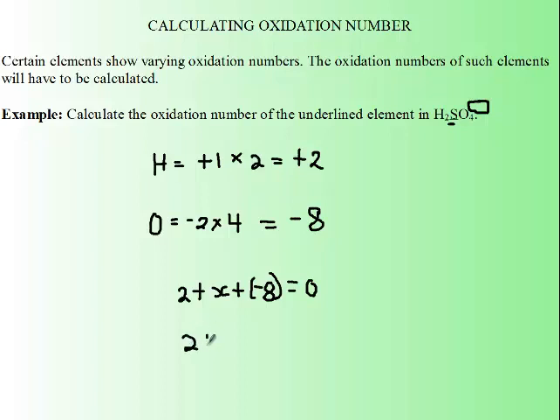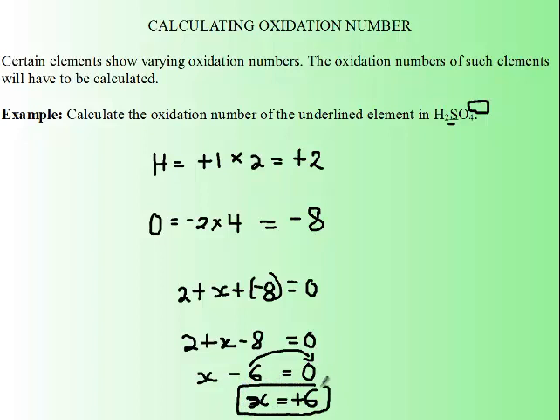So 2 plus X, when plus and minus meet, it changes to minus, is equal to 0. Now 2 and -8 are like terms. So 2 take away 8 will give us -6. So X minus 6 is equal to 0. Now we send -6 across the equal sign, and then it becomes a plus. So X is equal to +6. Now the oxidation number of sulfur is +6, and that is our answer.